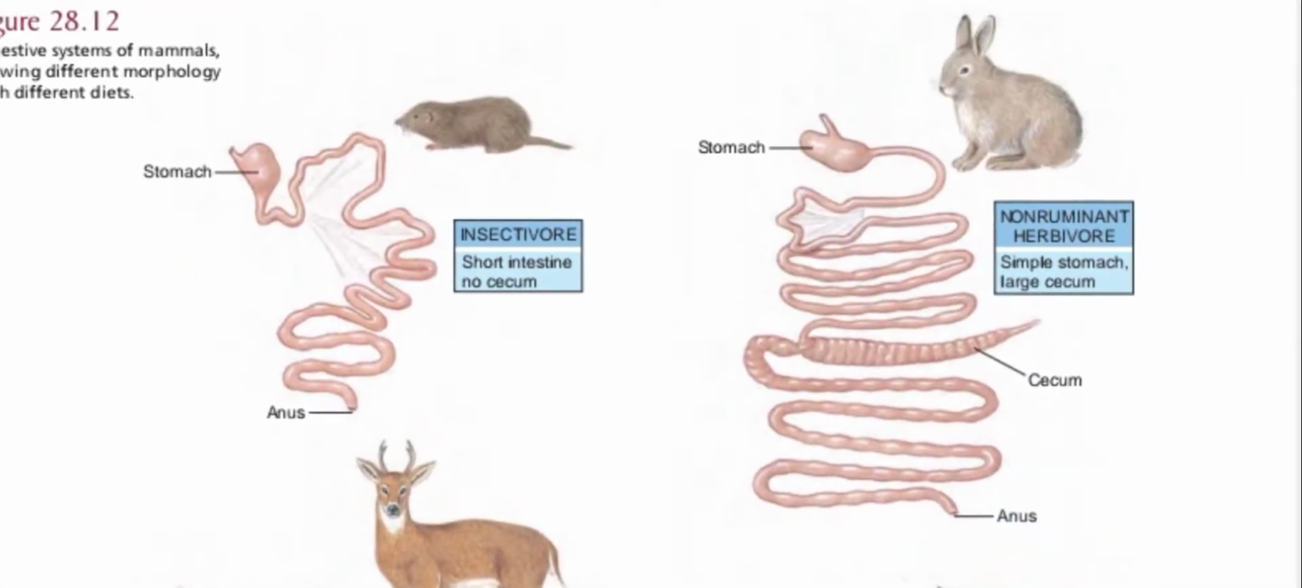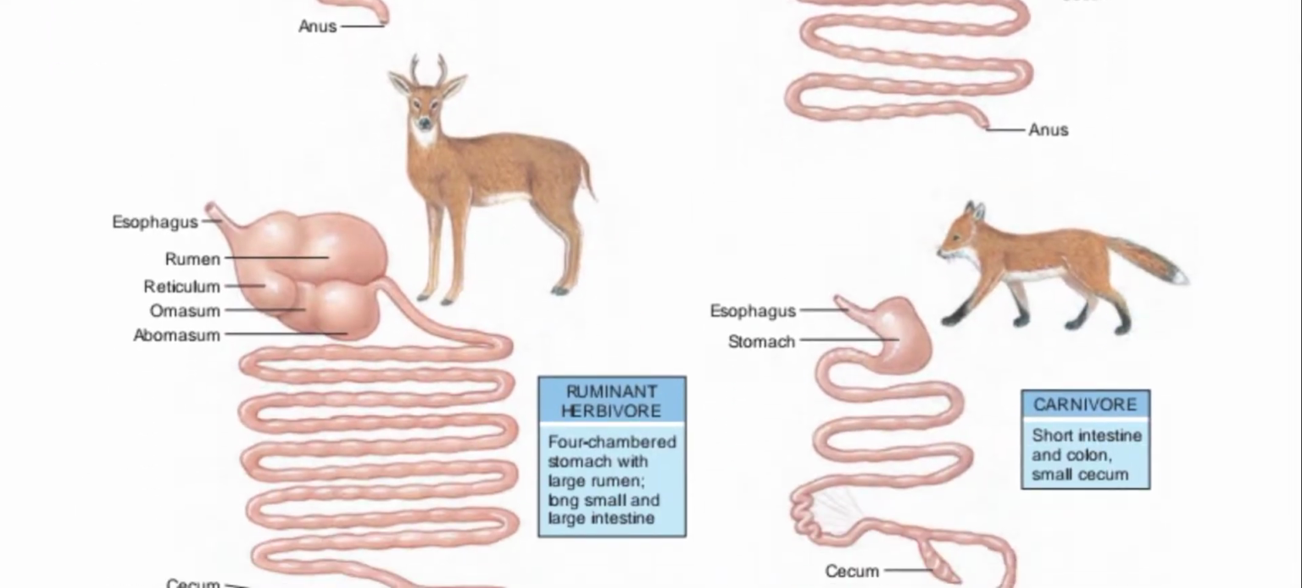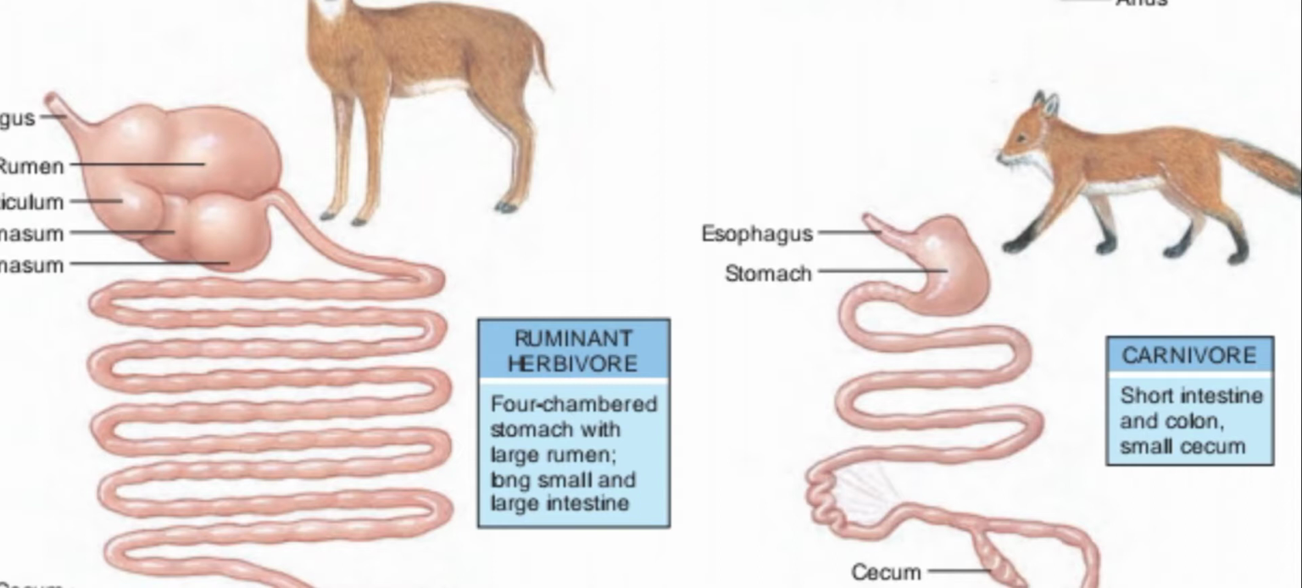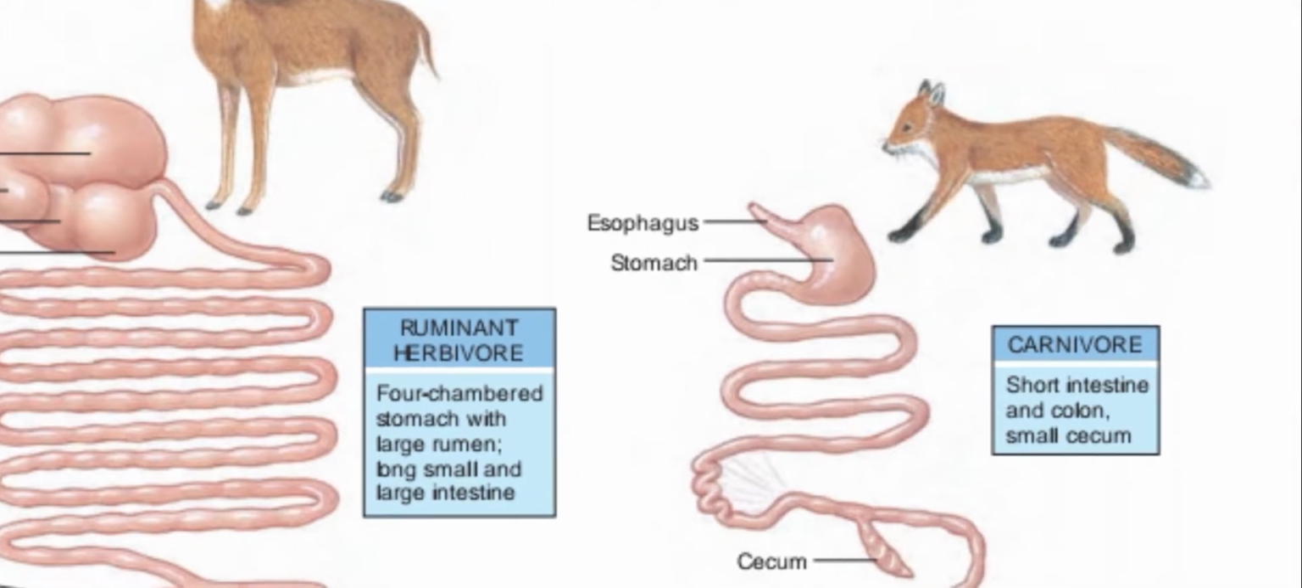Insectivores have a short intestine and no cecum, while non-ruminant herbivores have a simple stomach and a large cecum. Ruminant herbivores have a four-chambered stomach with a large rumen in which microorganisms are present, and both small and large intestines are present. In carnivores, a short intestine and colon are present along with a small cecum.